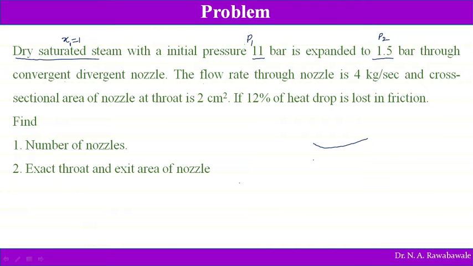In this nozzle the cross-sectional area initially reduces and afterwards it increases. This is section 1, and this exit is section 2, and the minimum cross-sectional area is known as the throat, T.